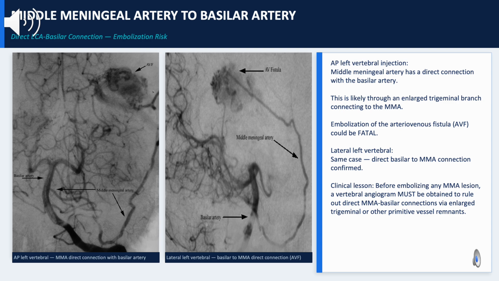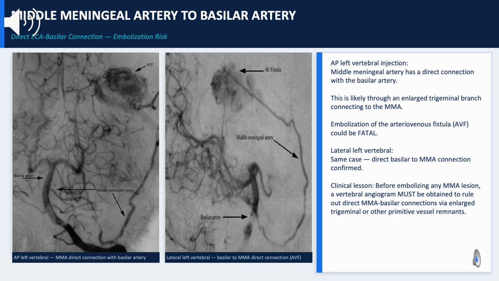The middle meningeal artery to basilar artery direct connection demonstrated here is one of the rarest and most dangerous anastomoses in the ECA-ICA spectrum. In this case, an arteriovenous fistula creates the hemodynamic conditions that make the connection visible. The high-flow AVF acts as a pressure sink that draws contrast from the MMA through the enlarged trigeminal remnant connection into the basilar artery. The critical safety message is unambiguous.